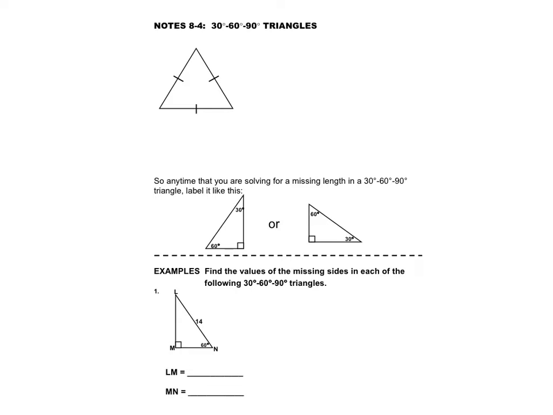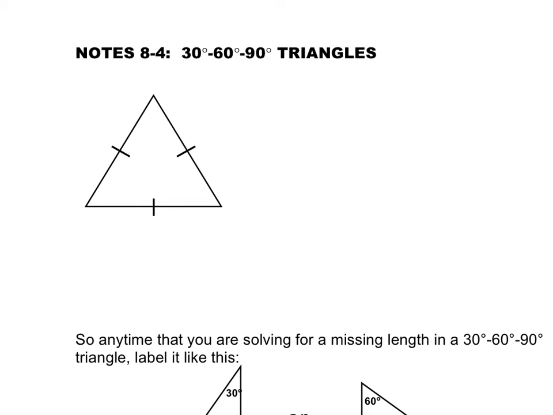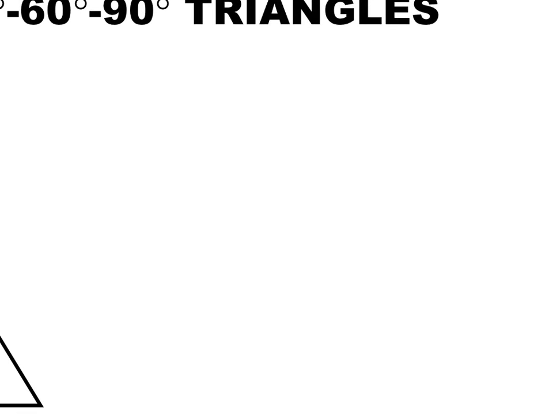All right, guys. So yesterday we talked about our first special right triangle, the 45, 45, 90, and we based it off of a triangle. Well, today we're going to talk about the 30, 60, 90 triangle. We're going to start this with an equilateral triangle, and the first thing we're going to do, number one, is draw the height.